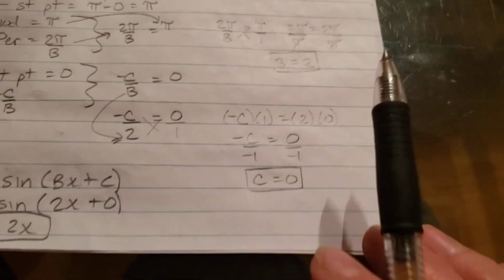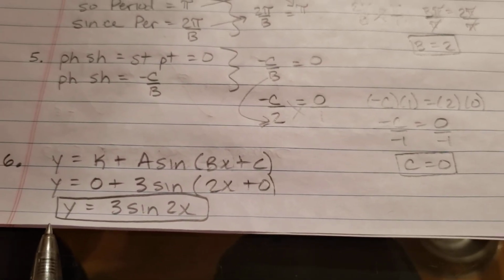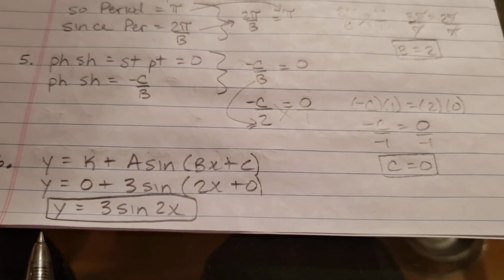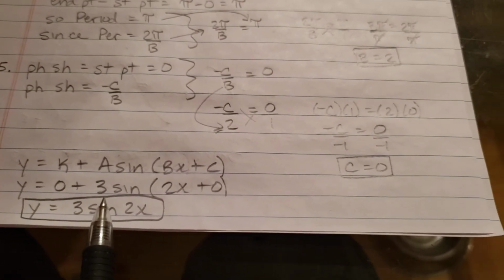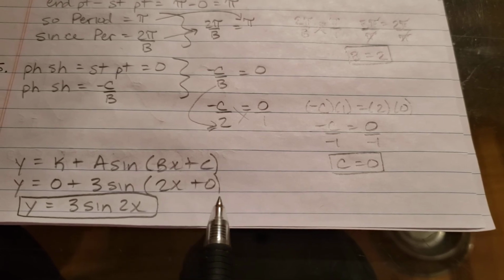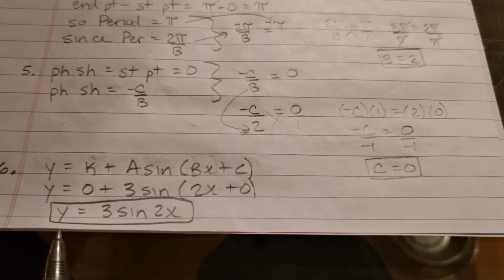Now that we've got k, a, b, and c, we plug all of them into the general form for the equation of a sine graph. And we end up with y equals 0 plus 3 sine of 2x plus 0. If we get rid of those zeros, then we end up with just y equals 3 sine of 2x.